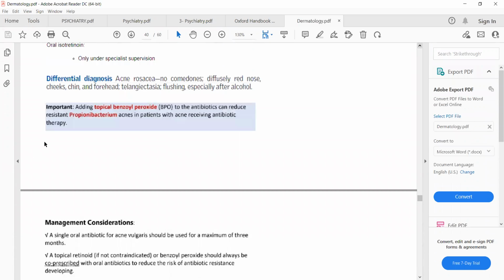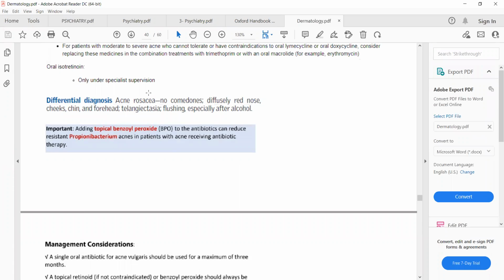What are the differential diagnoses of acne vulgaris? Remember one condition, that is acne rosacea. A differential diagnosis of acne vulgaris is acne rosacea. What is acne rosacea? That we are going to discuss in a few minutes.